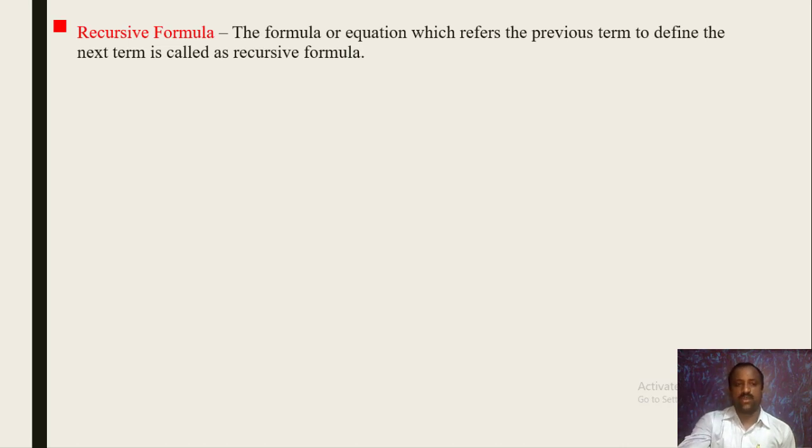That is the difference between explicit formula and recursive formula. In the explicit formula, we get the nth term directly, while in the recursive formula, to find out the nth term, we have to depend upon the previous term, that is the n minus 1th term.